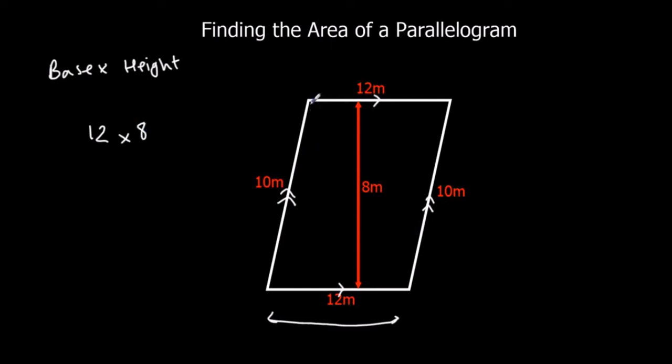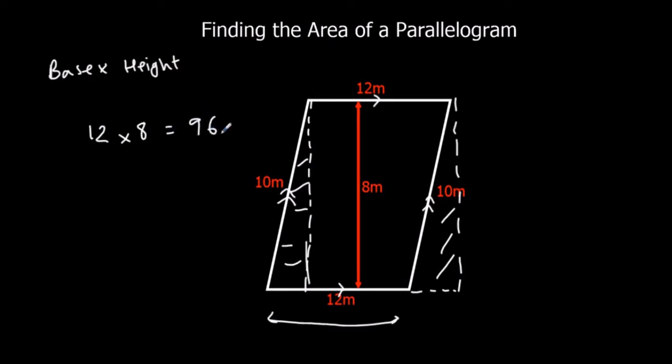The reason why is that you could take this bit of the shape and slide it across to fit into here, and you'd end up with a rectangle. If you cut this bit off and moved it over here, it is exactly the same as a rectangle. So that's why the area of a parallelogram is the same as the area of a rectangle. It's the base times the perpendicular height, and 12 times 8 is 96. So it's 96 meters squared in this case.